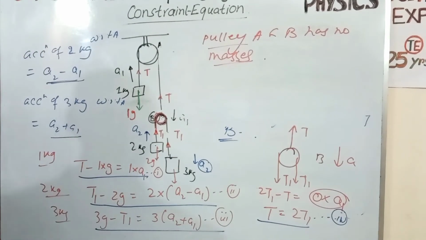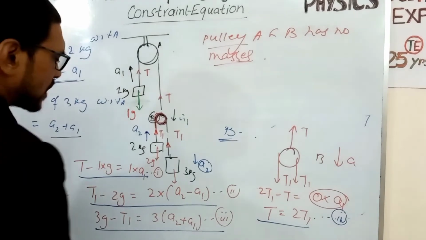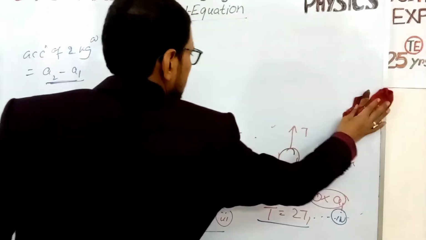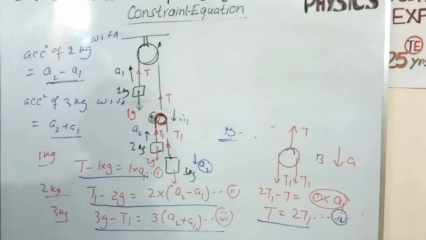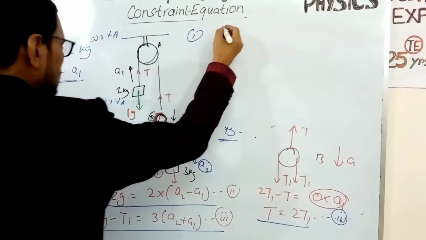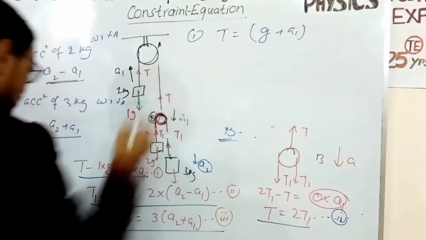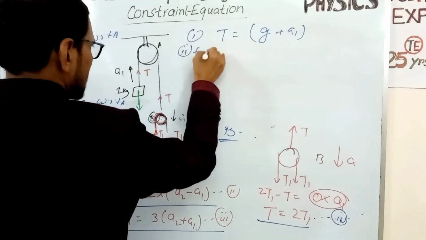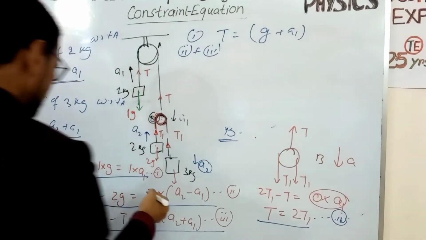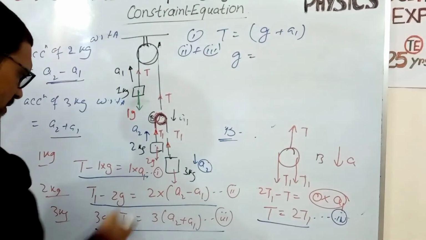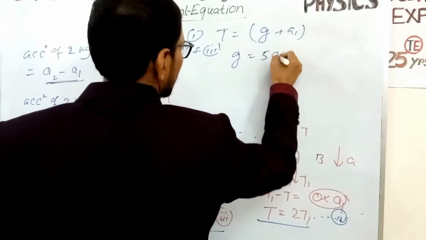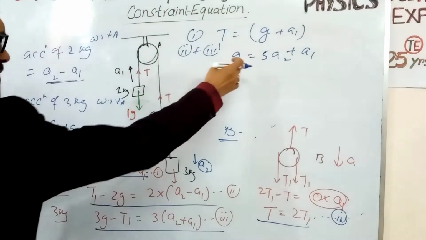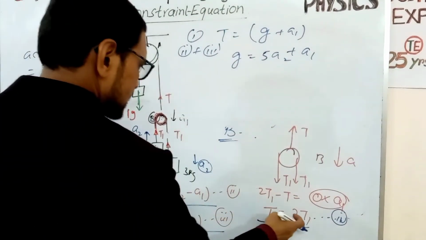First we eliminate T. So how do we solve this problem? First, from equation 1, T equals G plus a1. Now add equations 2 and 3. So 3G minus 2G, that is G, equals 3a2 plus 2a2, 5a2, and 3a1 minus 2a1 plus a1. So we get one equation, and T equals 2T1.